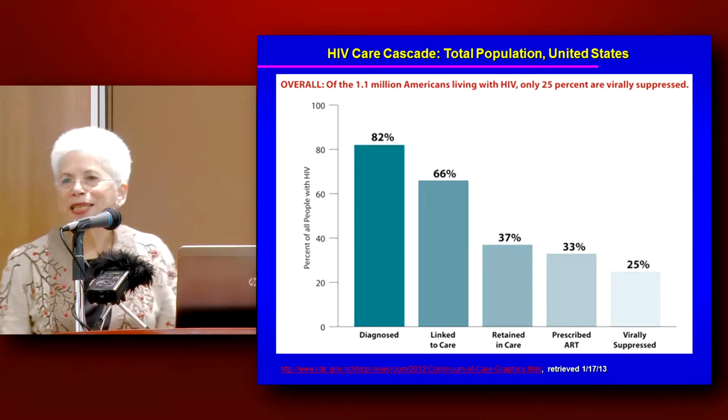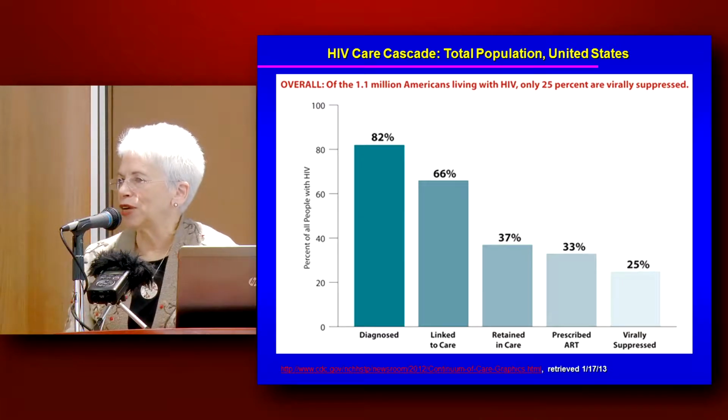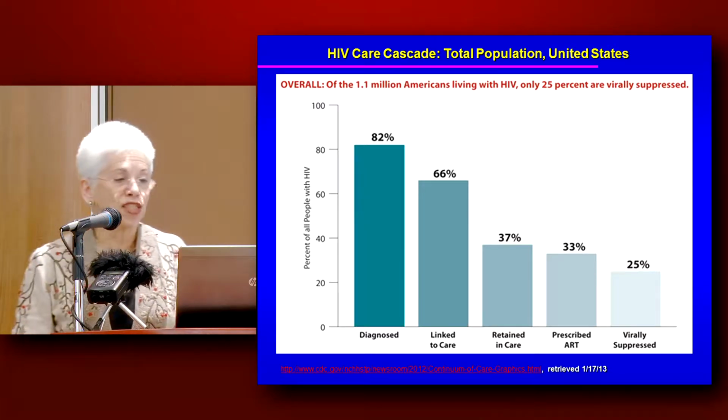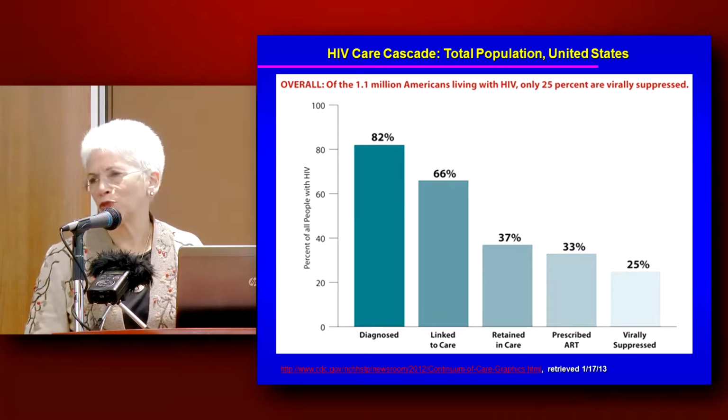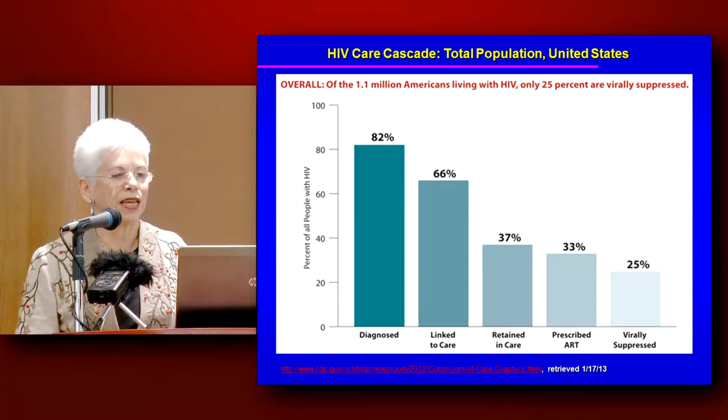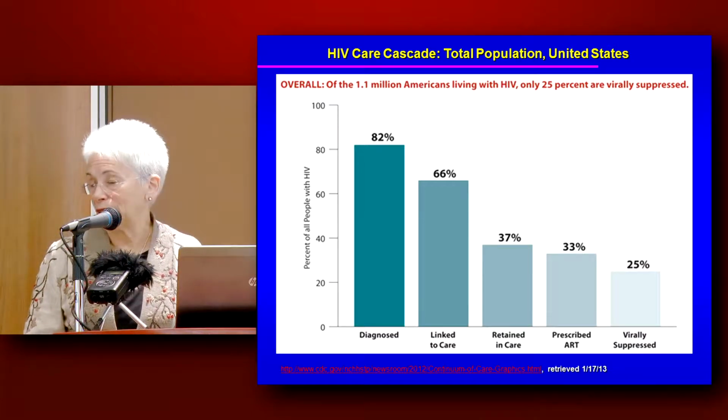So we're trying to get everybody down there to the undetectable viral load, and we're not doing well. So this is a U.S. cascade, and we have about 1.2 million people with HIV, and 82% of them know they have HIV.